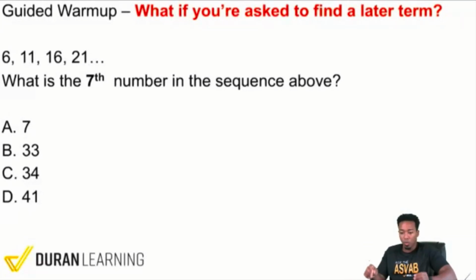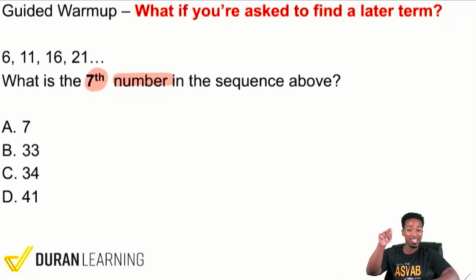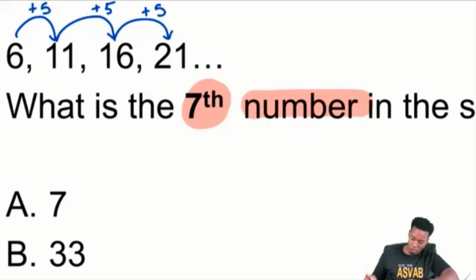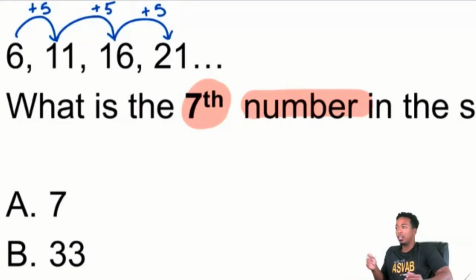And so with that said, my party people, let's go ahead and get to this one here. 6, 11, 16, 21. The question's asking, what is the 7th number in the sequence above? So Mario already came out here and said, hey, the pattern here is +5. Does everybody agree? Is the pattern here +5? It is. I think we can agree on that. We have +5. That works.